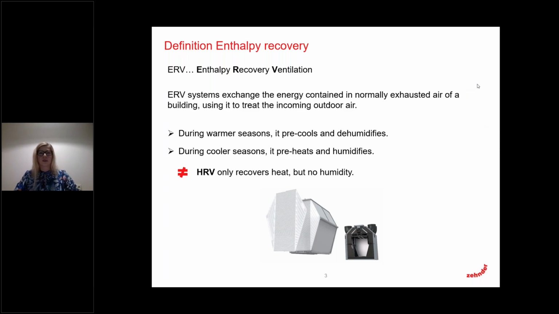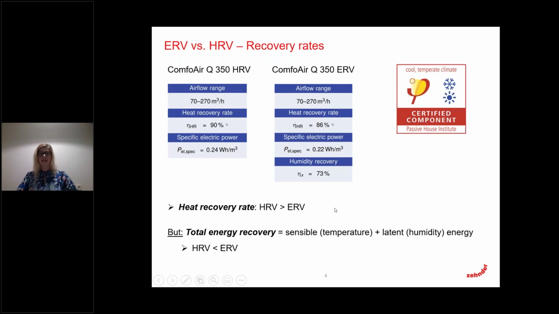Said that, we also have to keep in mind that when we are talking about energy recovery ventilation or enthalpy recovery ventilation, this is where we are recovering temperature or the heat and humidity. When there is HRV, then this system is only recovering heat, but no humidity. And when we are comparing the ERV and HRV, people all the time want to see numbers and to see the comparison there.